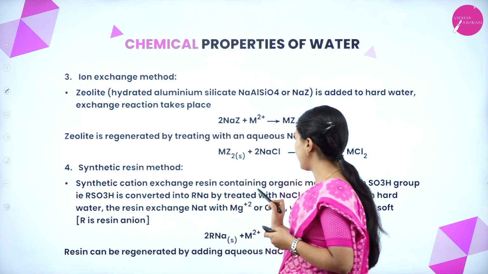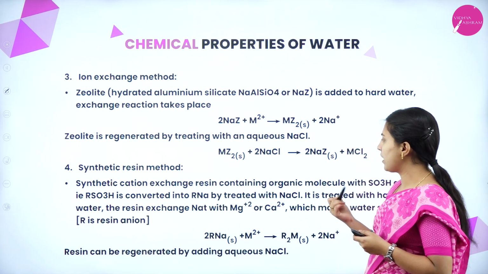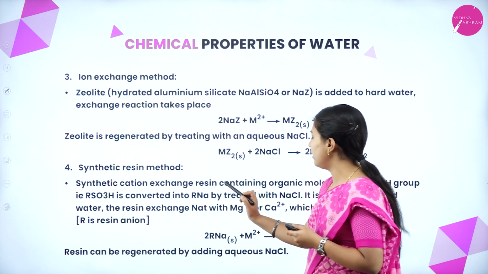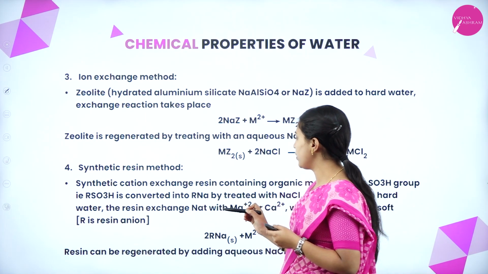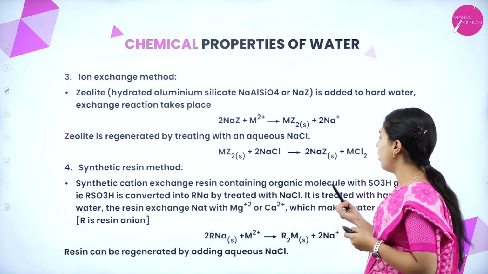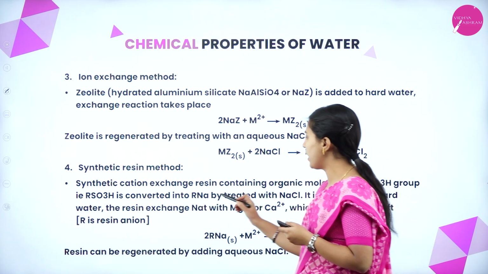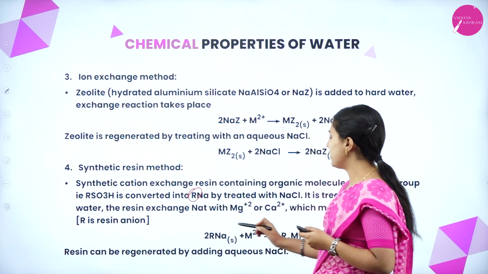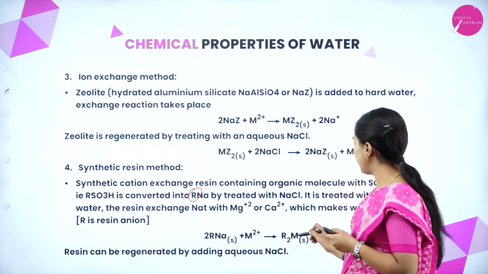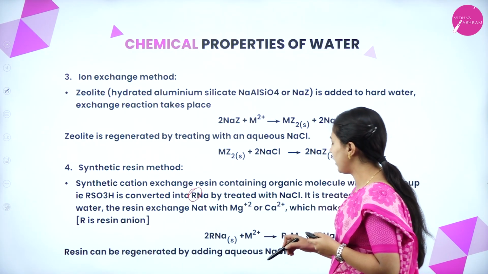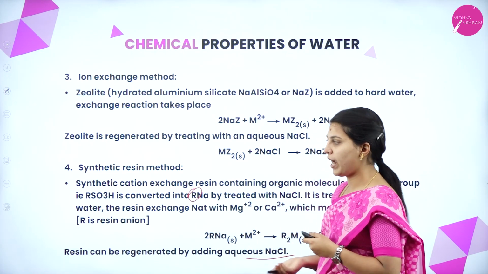Synthetic resin method. Synthetic cation exchange resin, containing an organic molecule with a sulfonate group, is converted into RNa by treating with sodium chloride. When treated with hard water, the resin exchanges sodium with magnesium or calcium, which makes water soft. Here R is the resin anion. The resin treated with M2+ will form the resin metal salt and sodium. The resin can be regenerated by adding aqueous sodium chloride. By sodium chloride only it will be regenerated. If we add it, it will come back.